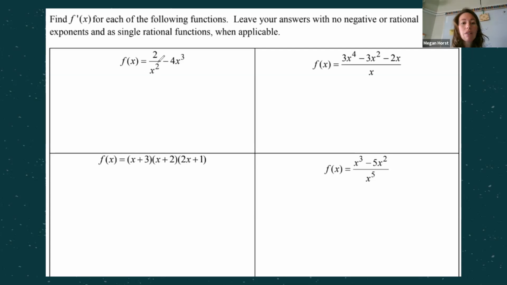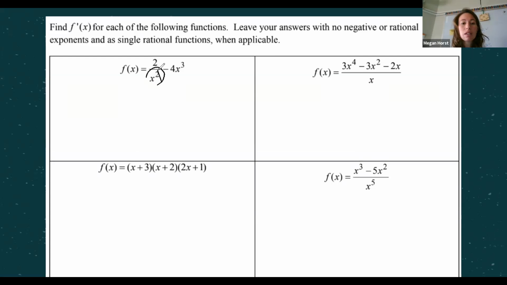Notice that I have an x squared in the denominator. That's the same as having f of x equal to 2 times x to the negative 2, subtract 4x cubed. Again, because I have an x squared in the denominator, that's the same as having an x to the negative second power in the numerator. And now because it's written like this, it's a lot easier to take the derivative.